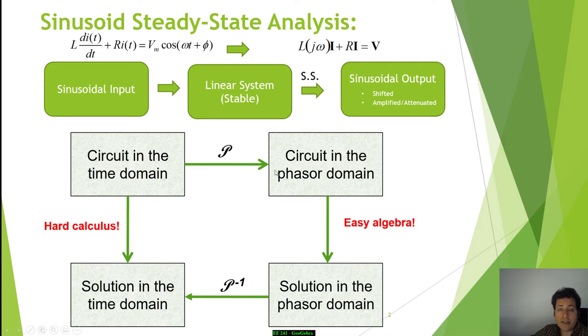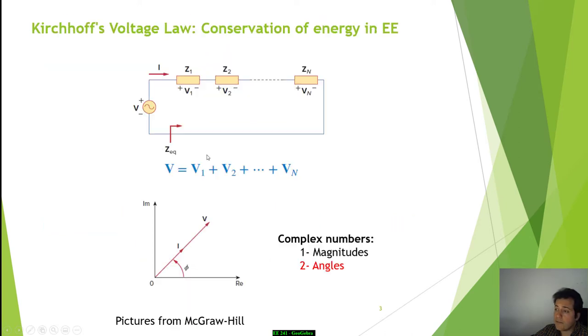One way to solve the circuit easier is to go to the phasor domain. In the phasor domain, your differential equation will be changed to an algebraic equation, where you just do some algebraic operations and you can solve the circuit. So what you do is you transfer your circuit from time domain to the phasor domain, solve it in the phasor domain with easy algebra, and then once you found the answer, you go back to the time domain. Looks like you are doing more steps, but it's much easier to do this, okay?